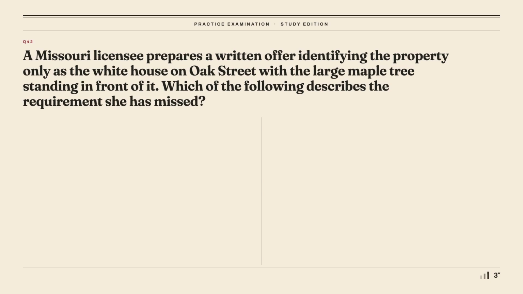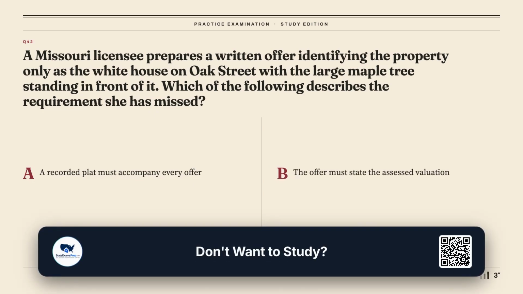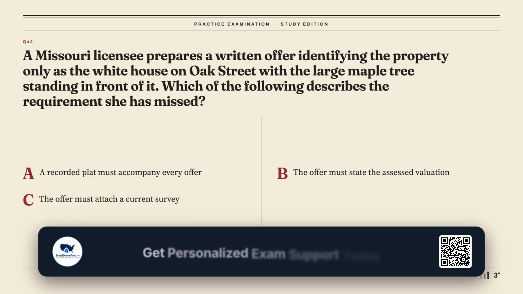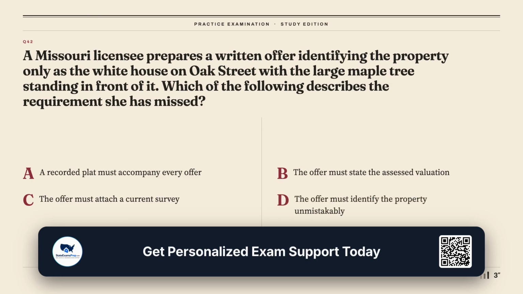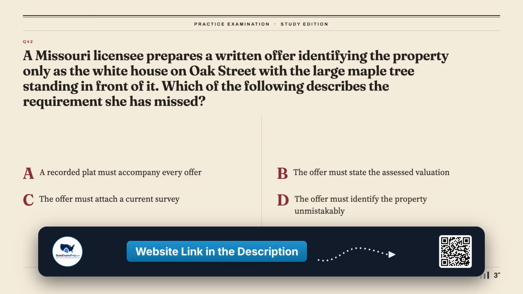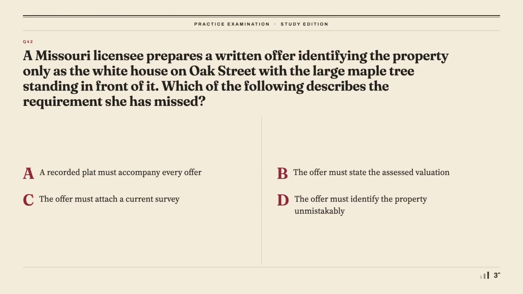Your options are A. A recorded plat must accompany every offer. B. The offer must state the assessed valuation. C. The offer must attach a current survey. D. The offer must identify the property unmistakably. Take a second. Which answer would you pick?